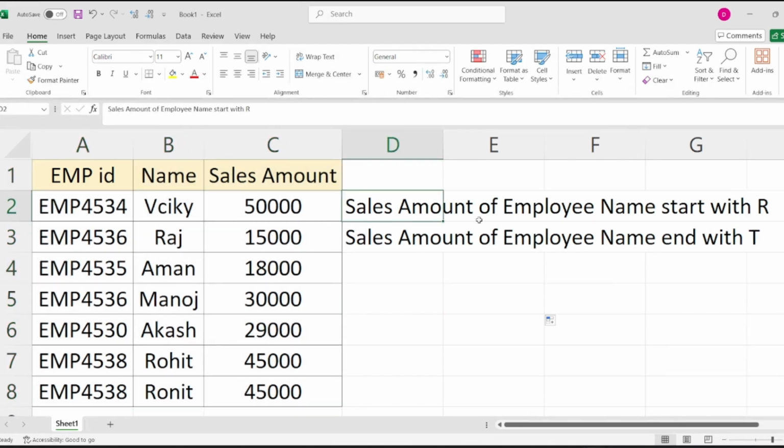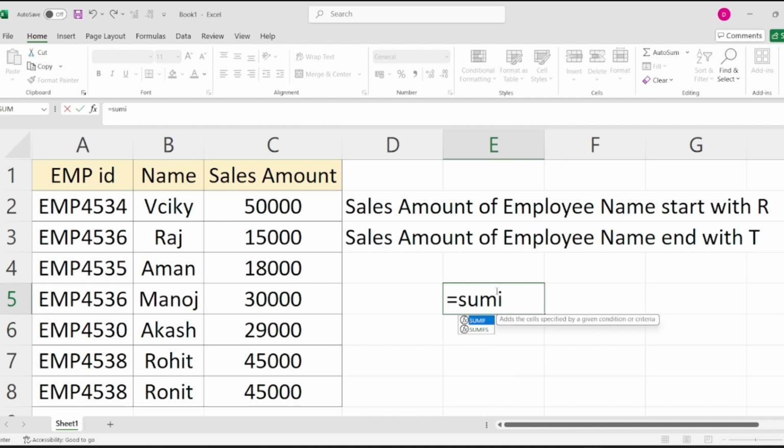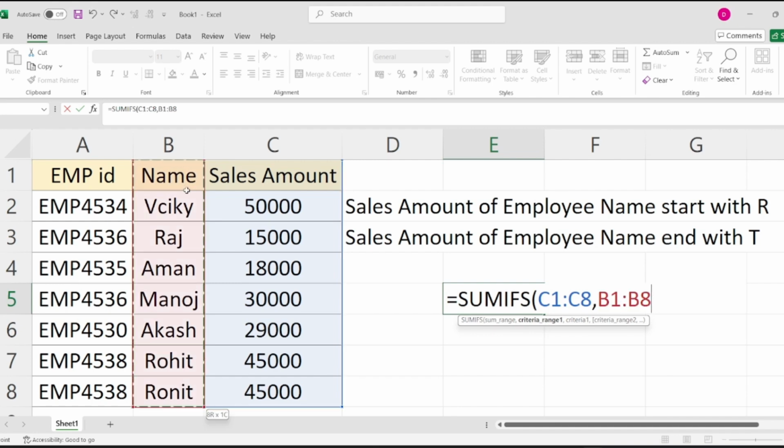So first is the sales amount of employee names starting with R. So basically we need the total sales amount where the employee name is starting with R, right? So the formula would be like this: SUMIF, now it is asking for the sum range, which would be my sales amount, now comma, asking for the criteria range. My criteria would be the employee name, comma, double inverted comma.